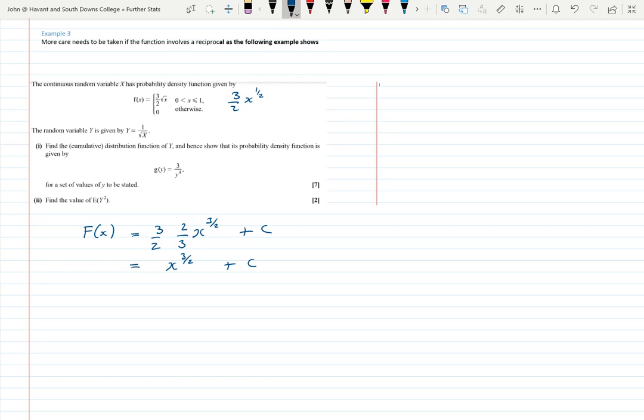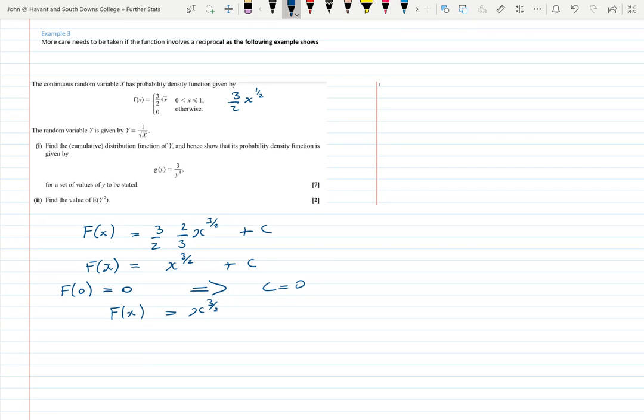And we can say in this case, because F(0) needs to be equal to 0, that's going to give us c equals 0. So F(x), my CDF, not fully defined, but the function bit that is of interest is x to the 3 over 2.